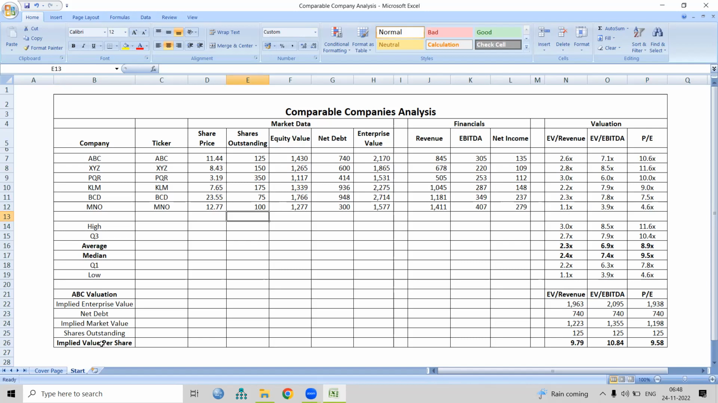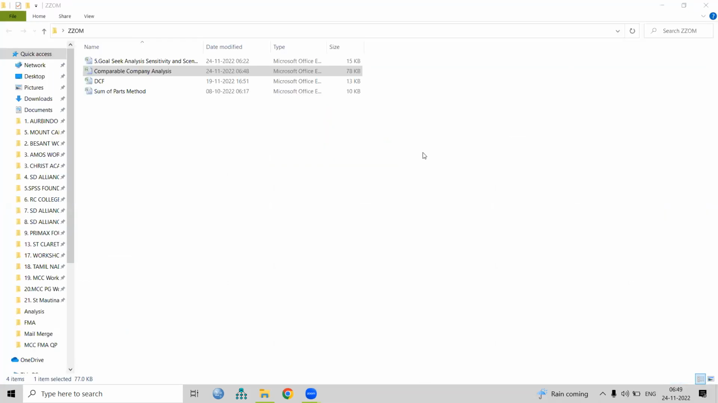So let's save this file. Having understood the comparable company analysis, let's go to the next one, the sum of parts method. We'll take up the next discussion, the next model, sum of parts method.